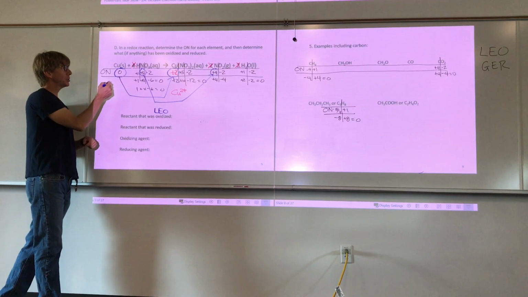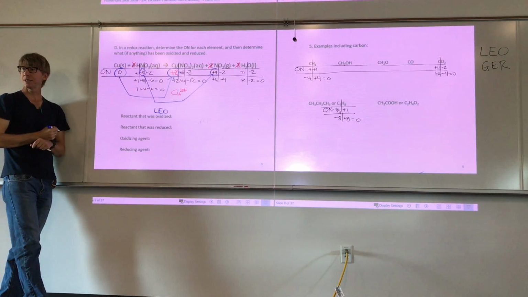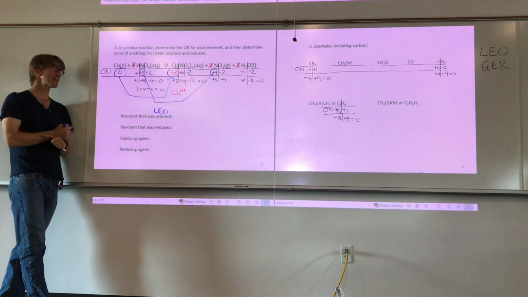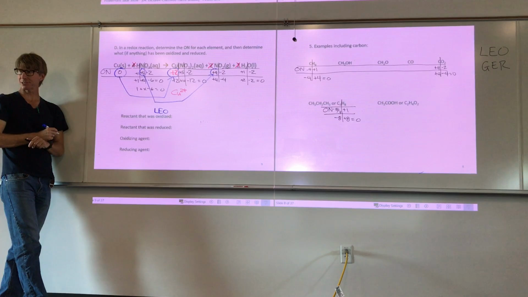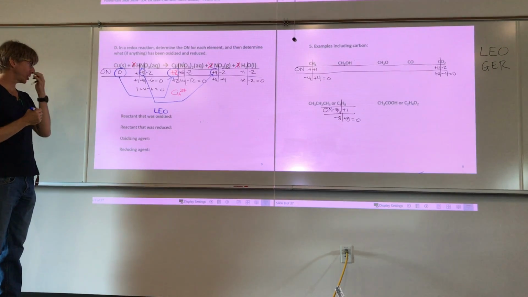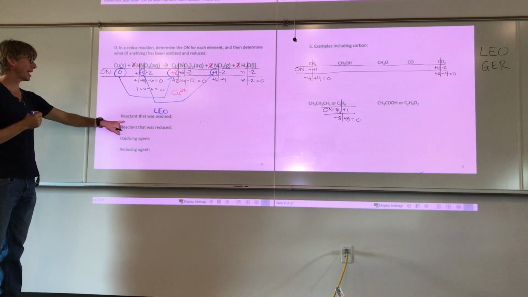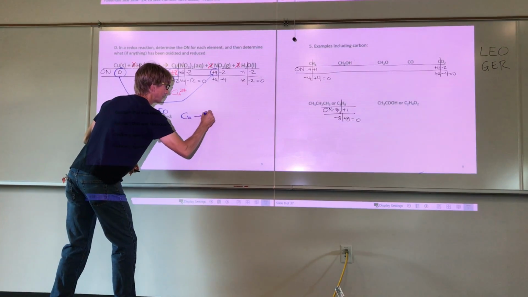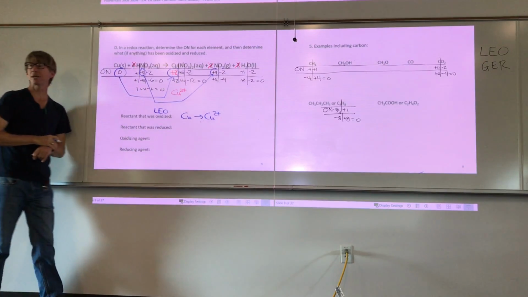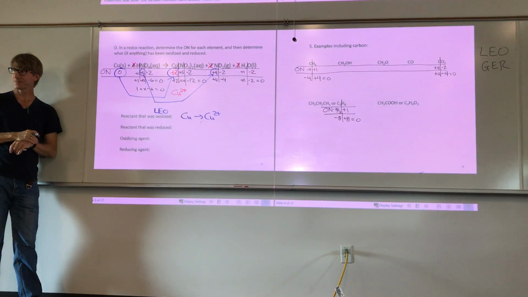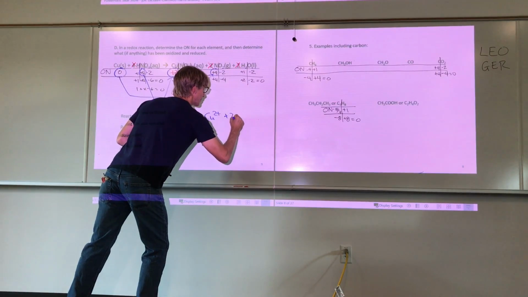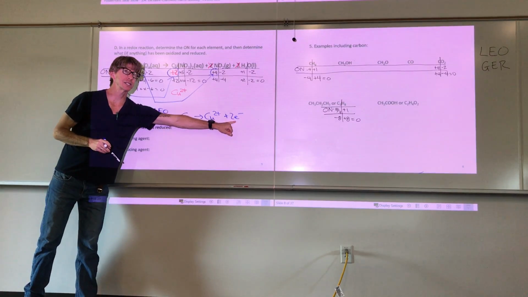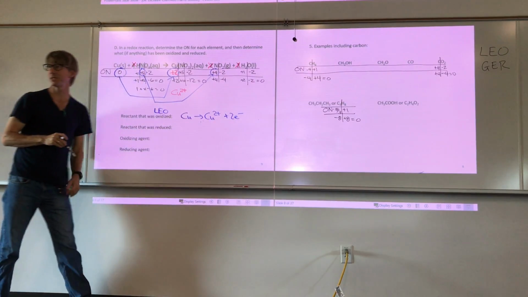Now, as we go from 0 to plus 2, the oxidation number is getting more positive. More positive means that copper must have lost electrons. And we can show that, so the reactant that was oxidized was copper. And we might say copper went from copper to copper 2 plus, plus 2 electrons. And we said that in oxidation half reactions, electrons would be a product.